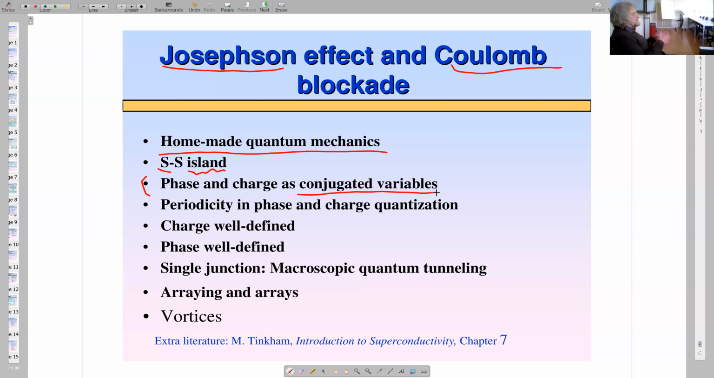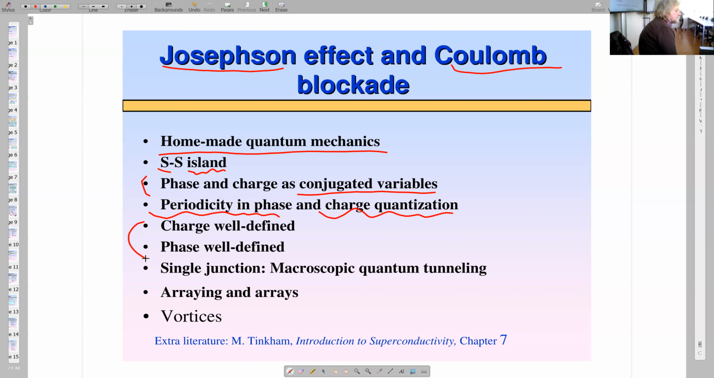That's a key point. Starting from this, one can already readily make all quantum applications. It is essential that there's some periodicity in phase, which corresponds to phase change by 2 pi, and charge quantization, periodicity in charge, and that needs to be discussed neatly. Eventually, there are 2 answers corresponding to 2 different systems. We will look at the limits where one of these 2 conjugated variables is well defined and the other not.